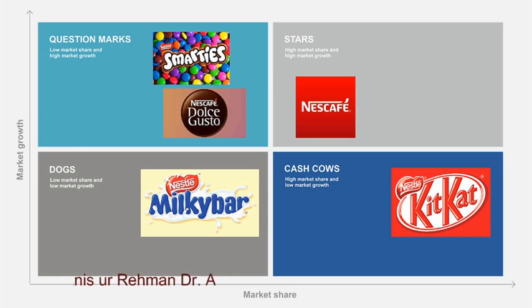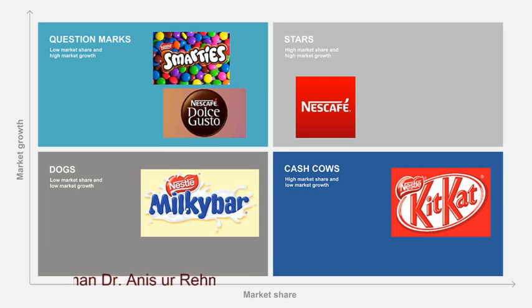Now second is the star products. These products can be the market leader though they require ongoing investment to sustain. They generate more return on investment than other product categories. So here you see Nescafe. Nescafe is the star product of the company, which has a high market share and high market growth. So these products we can call the star performers or the market leaders.